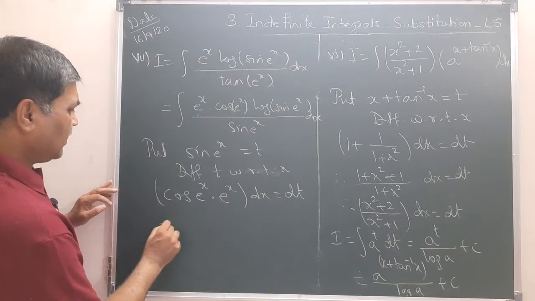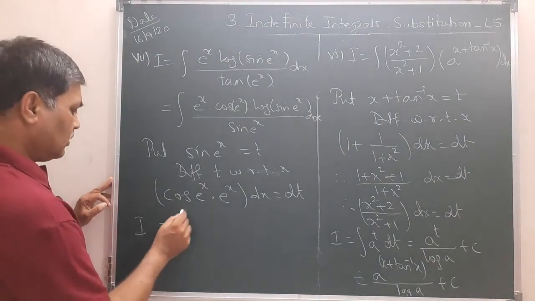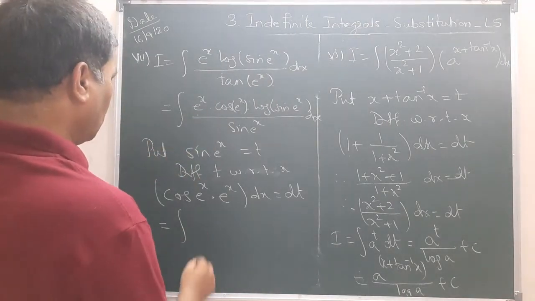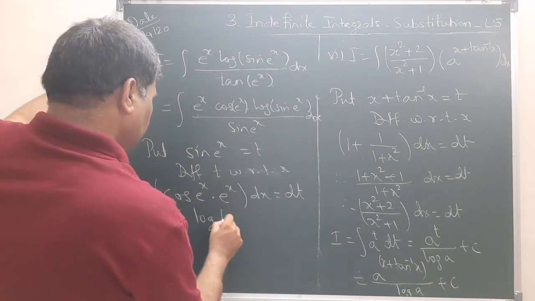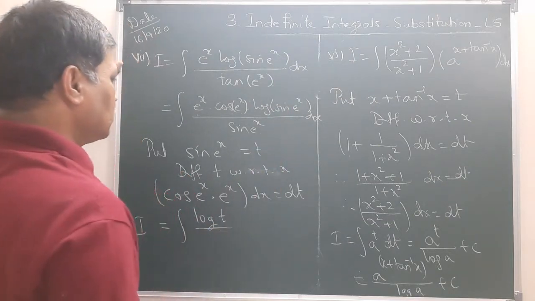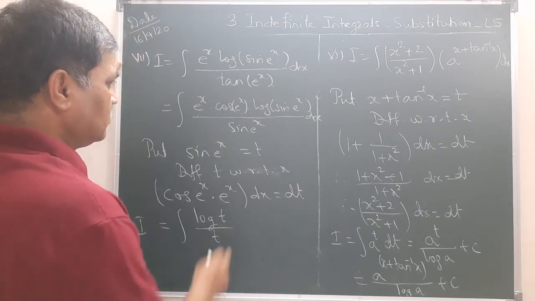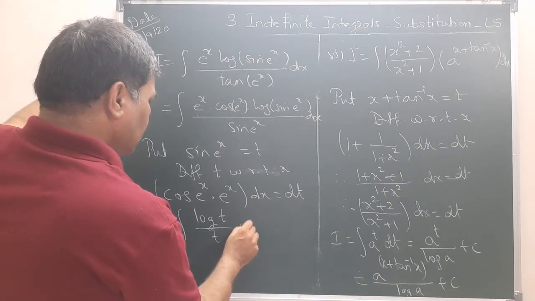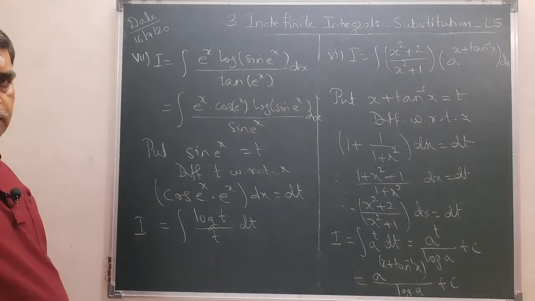And then we will get, therefore I is equal to integral of log t upon t dt. Is it clear?